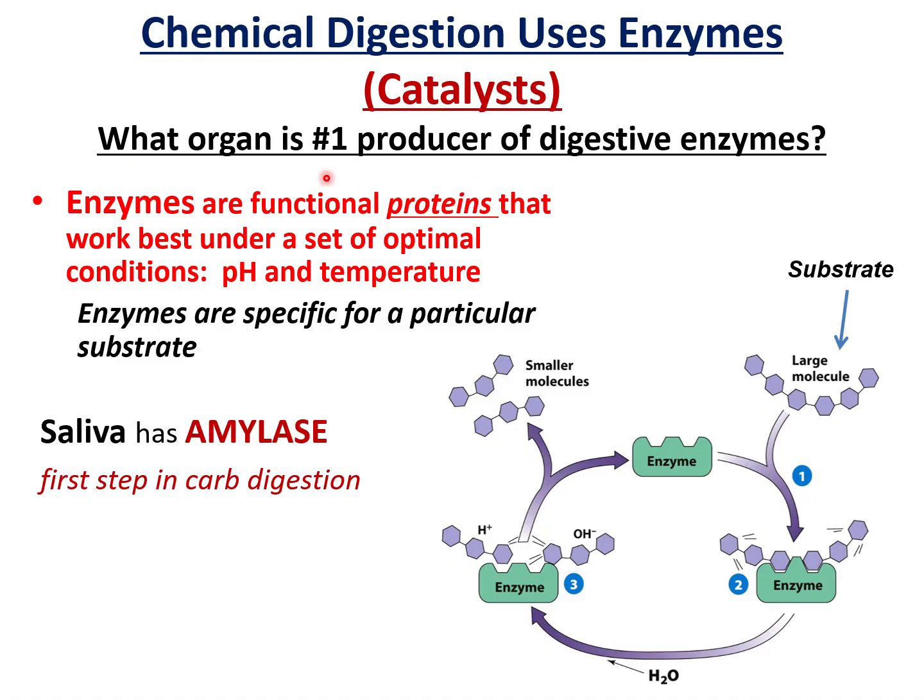What is the number one producer of digestive enzymes? Well, that's further down in the digestive tract. That would be the pancreas, specifically what we call the exocrine pancreas. We have exocrine and endocrine. Endocrine makes the hormones like insulin and glucagon and so forth, but the exocrine pancreas makes a big chunk of the digestive enzymes that our food sees as it passes through, particularly the small intestine.